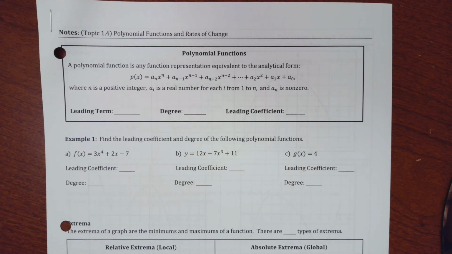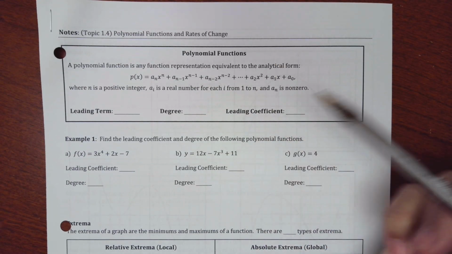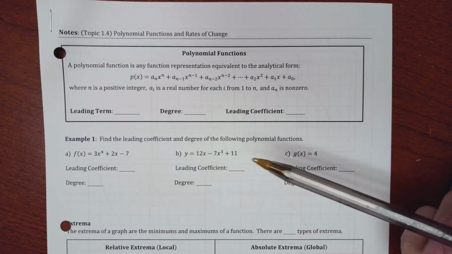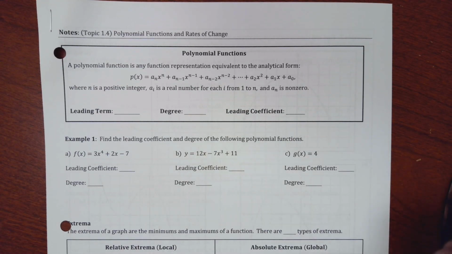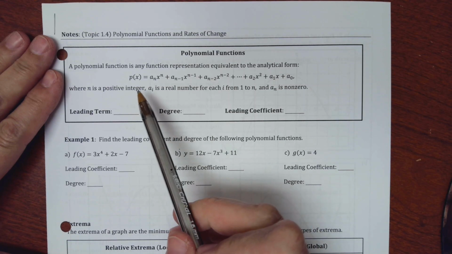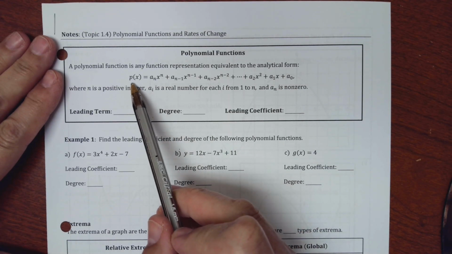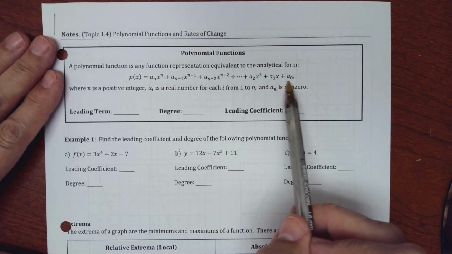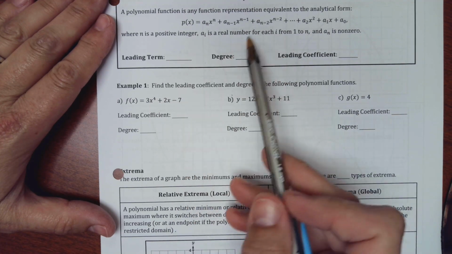All right, let's get started with these notes for topic 1.4. So this is basically our remembering about polynomial functions, different properties of polynomials. All right, so the math format of a polynomial function is this right here. So remember, a polynomial is something like this. I mean, that's all that this is saying.